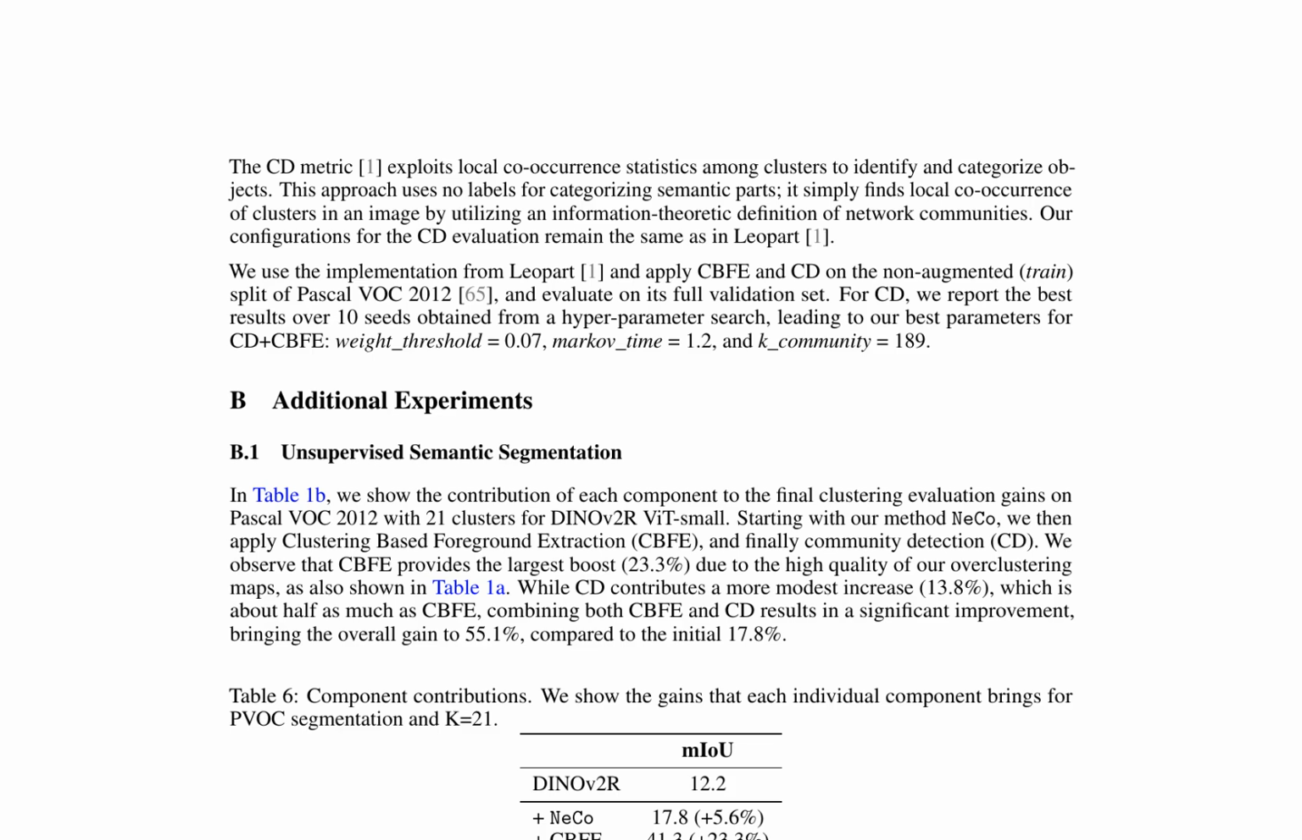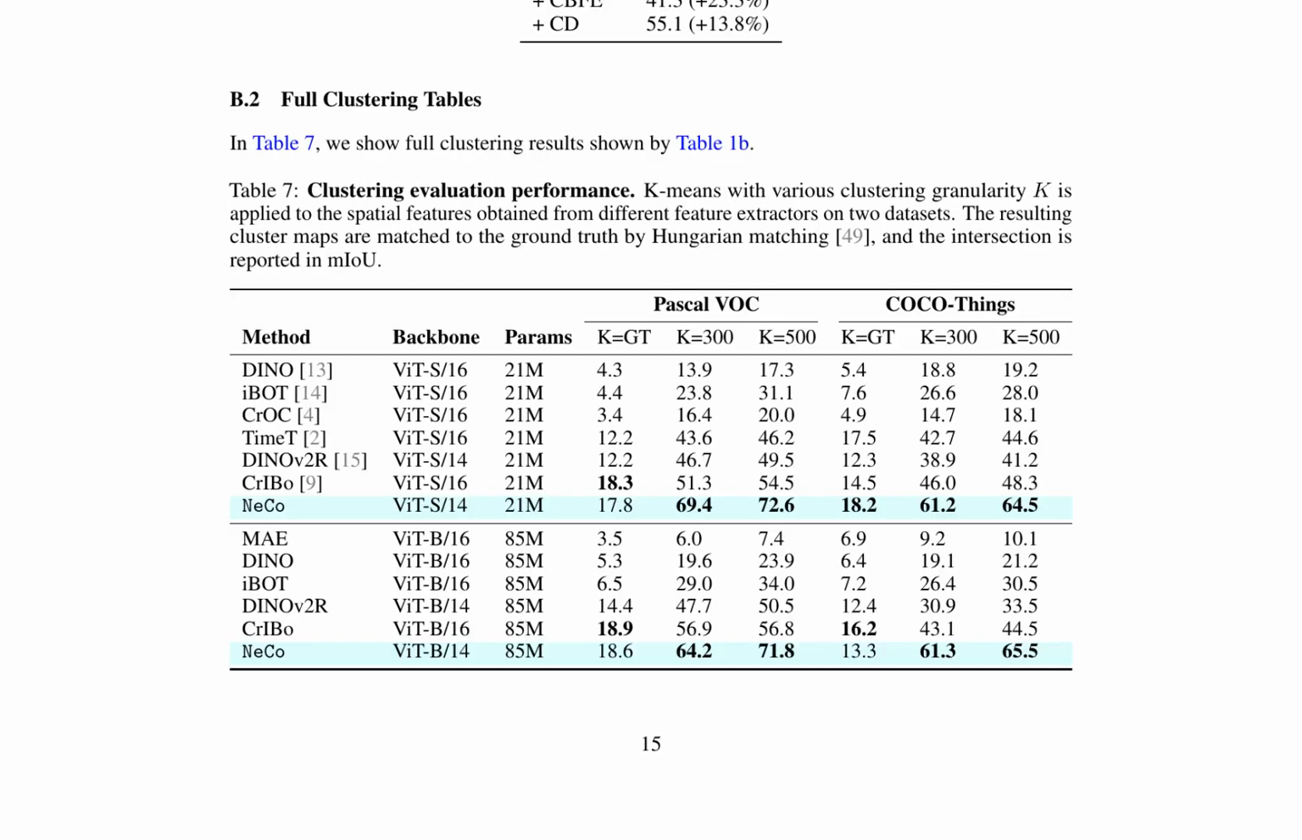The CD metric leverages local co-occurrence statistics among clusters to identify and categorize objects without labels. It utilizes an information theoretic definition of network communities. Our configuration for CD evaluation remains the same as in Leopard. We use the implementation from Leopard and apply CBFE and CD on the non-augmented split of Pascal VOC 2012, evaluating on its full validation set.